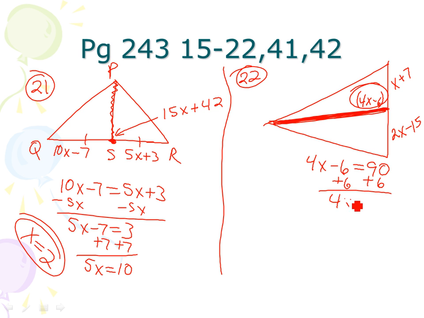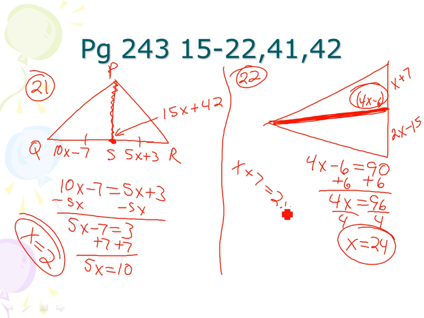Add 6, you get 4x equals 96. Divide by 4, what's x equal? I got 22 because they set them equal to each other. Now, if you would have set that up, x plus 7 equals 2x minus 15, does that mean it's going to give you 24? No, it gives you 22. So is this a median? No, because it doesn't split it up evenly.